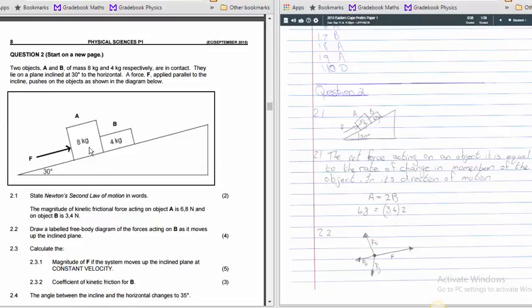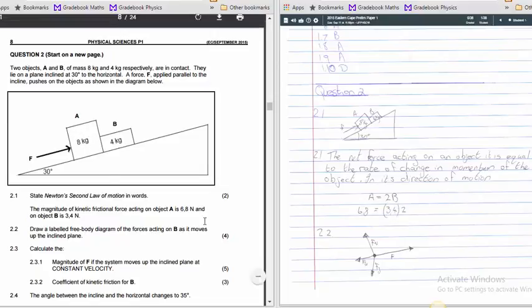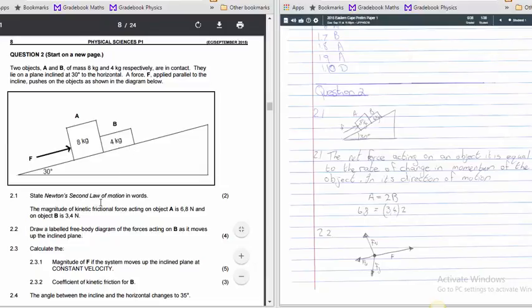Okay, the magnitude of the kinetic friction acting on object A is 6.8 newtons and on object B is 3.4 newtons. So A is experiencing 6.8 newton friction and B 3.4. Draw a free labeled body diagram of all the forces acting on B as it moves up the incline.